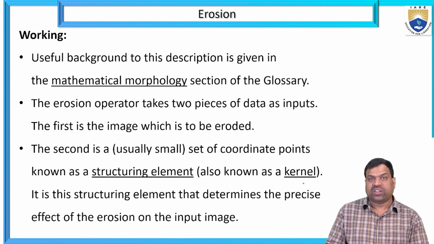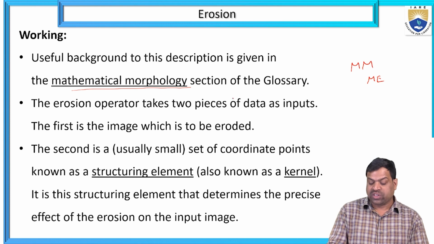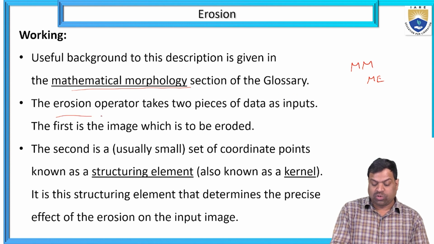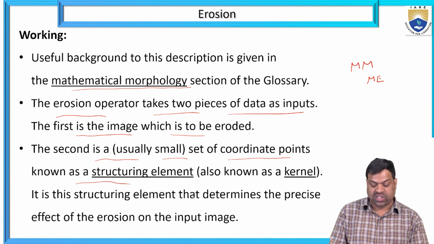So, what is the working of erosion in image processing? Useful background to this description is given in the mathematical morphology section of the glossary. The erosion operator takes two pieces of data as inputs. The first is the image which is to be eroded. The second is a usually small set of coordinate points known as a structuring element, also known as a kernel. It is the structuring element that determines the precise effect of the erosion on the input image.